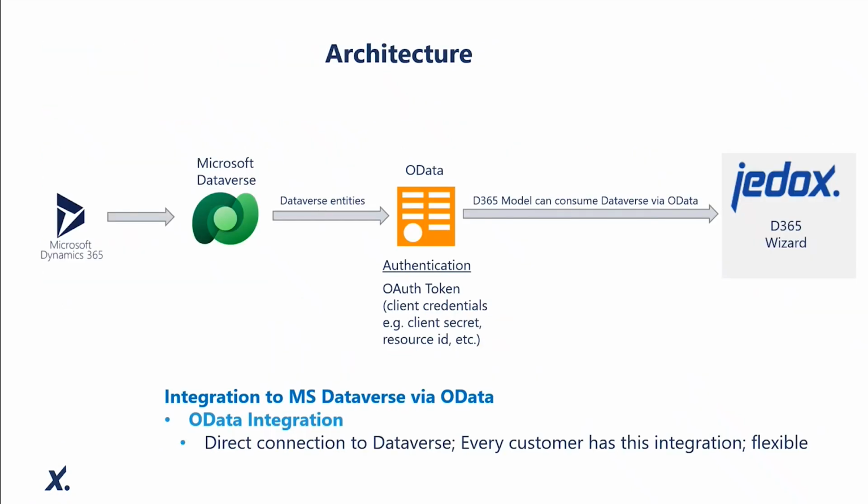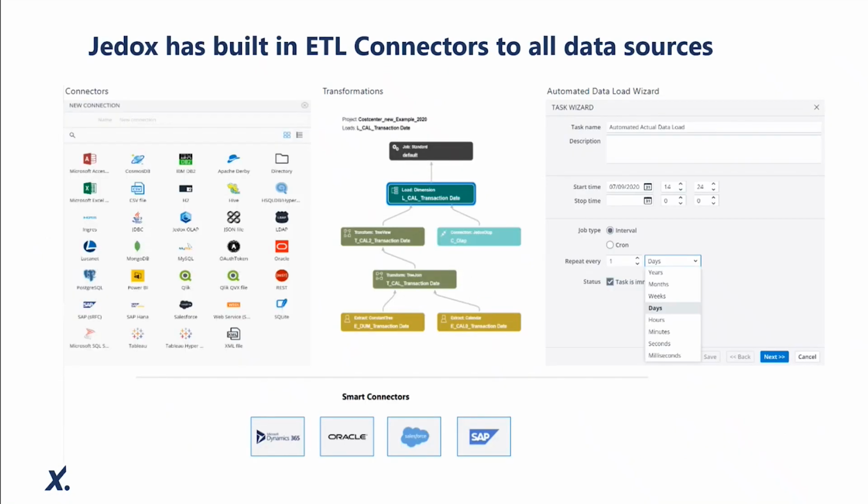Now, today, what we're going to be showing is the 365 Wizard leveraging OData to pull data from Dynamics 365. Basically we connect and we pull the data in, metadata and the data as you need to, the different business hierarchies.